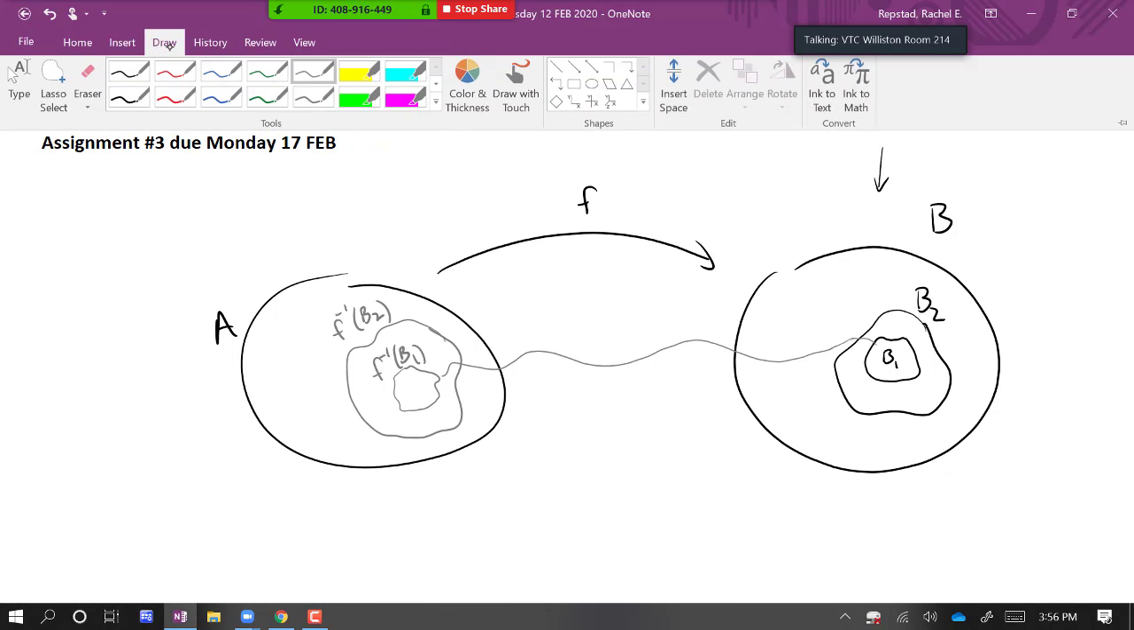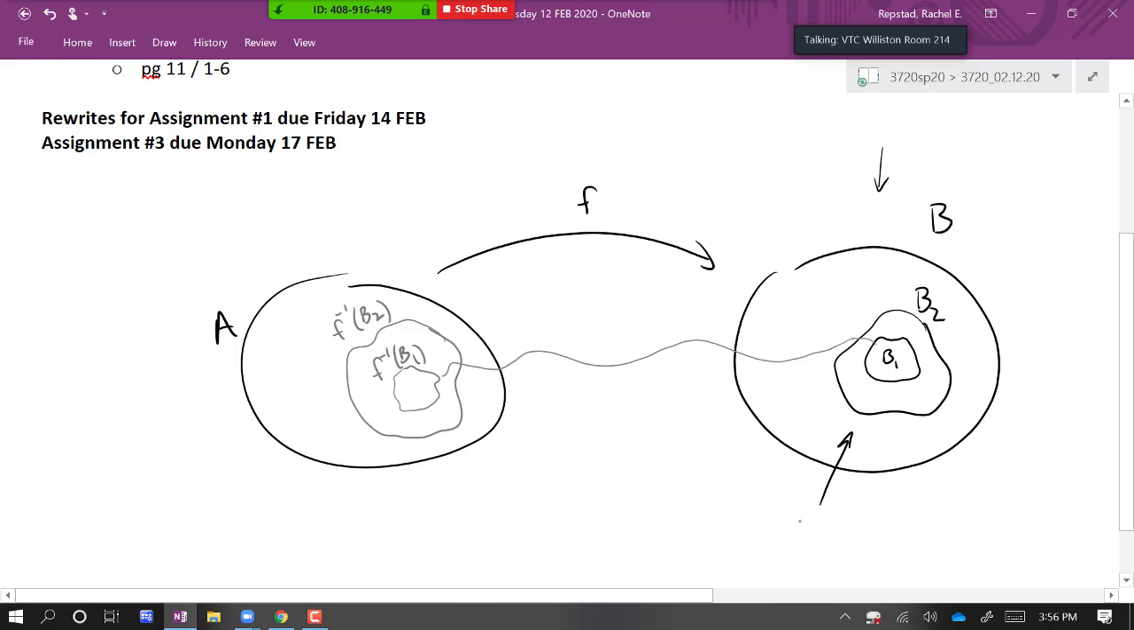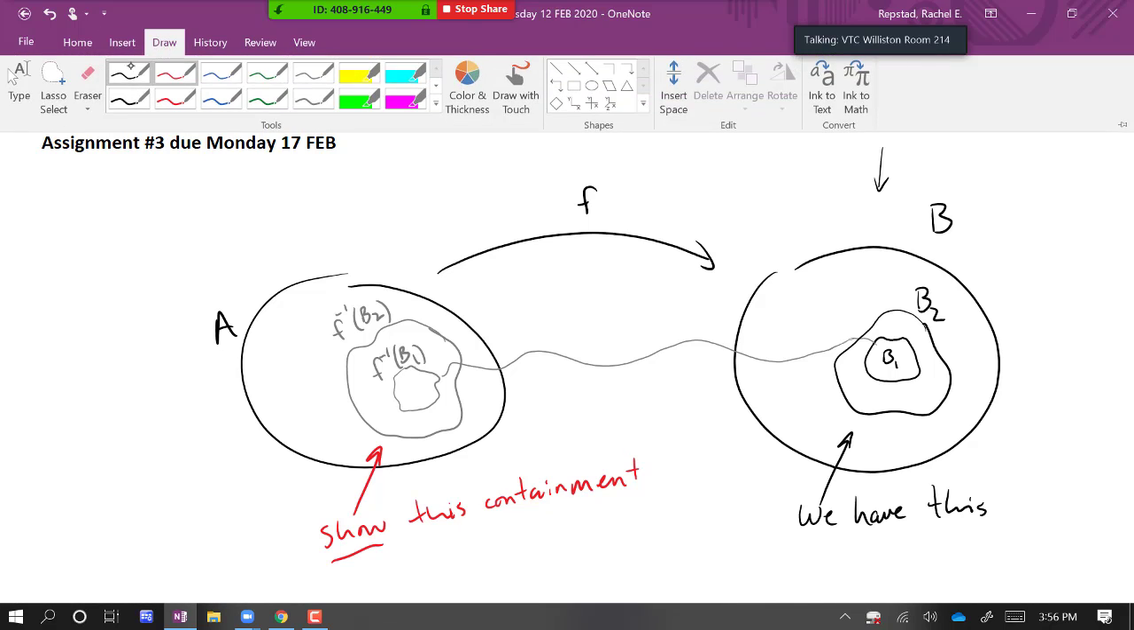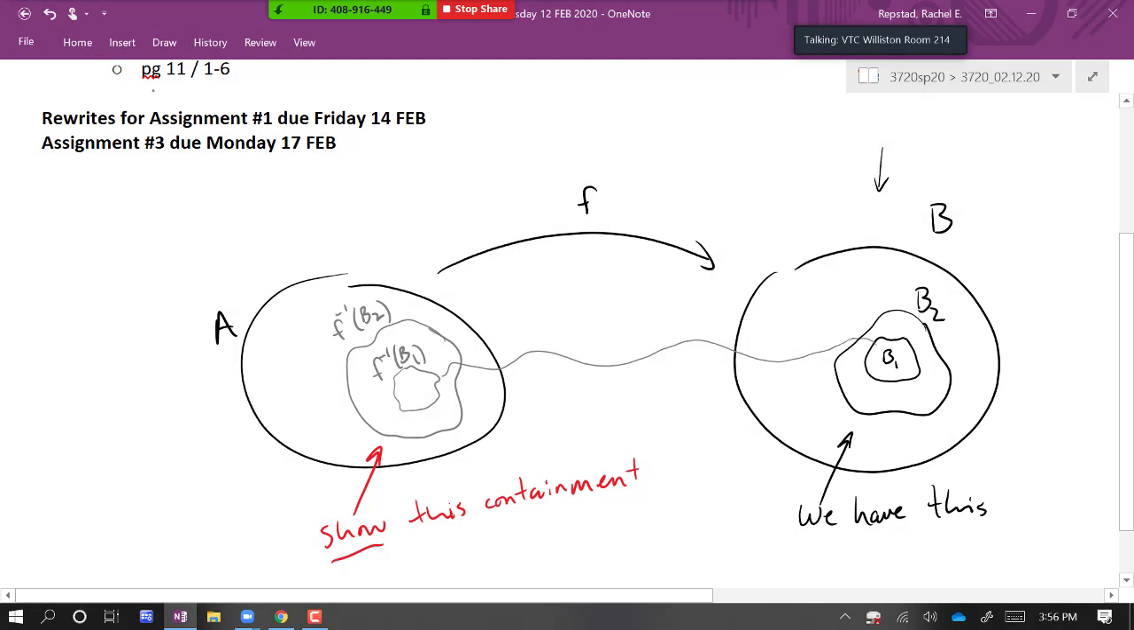So over here, we have this containment, and we want to show this containment. So before I go any further, are there questions on just the setup, on the information that we're given and what it is we want to do here? Okay.